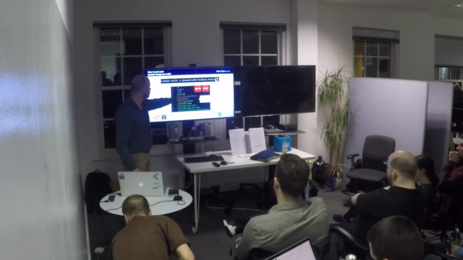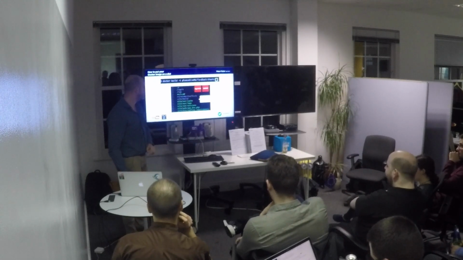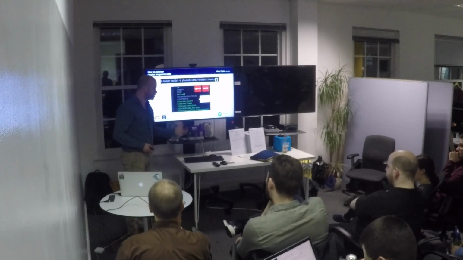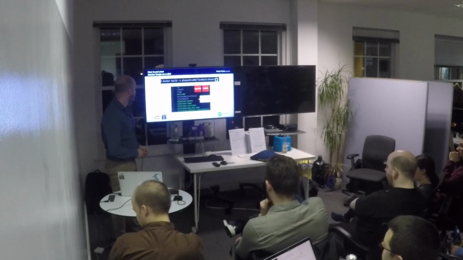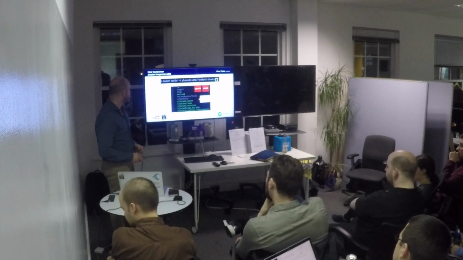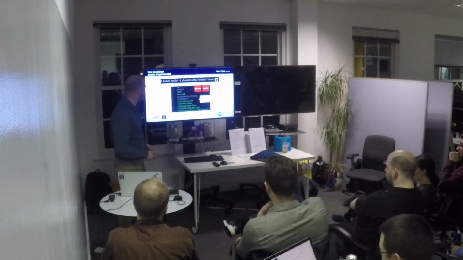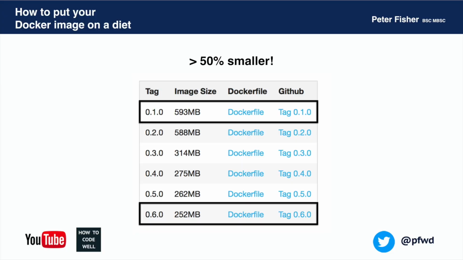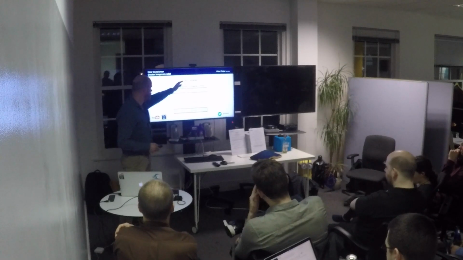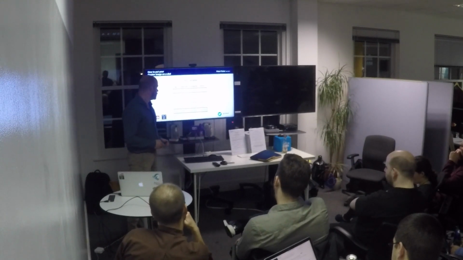And here I'm also removing all the markdown files. Here I'm also removing all the tests from the vendor directory, because you would assume that when it's on production, it's already been tested. So there's no need for tests. And yeah, so that's 0.6.0. It's 252 megabytes. Really annoyed by the fact I couldn't get it under 250, but hey ho. So in the last 6 iterations, we've managed to go 50% smaller. It started at 593, now we're down to 252.